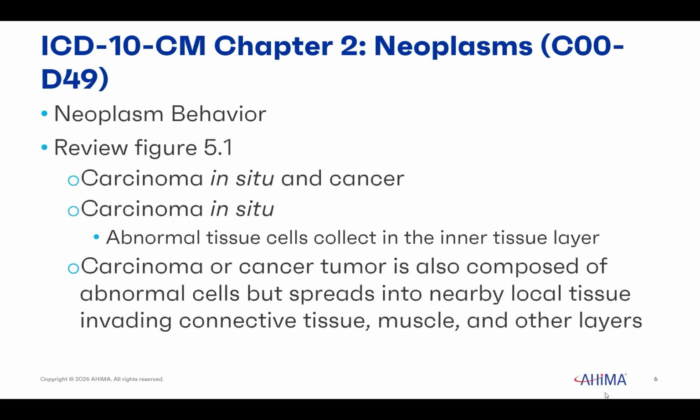You may want to review figure 5.1 in your book, which talks about carcinoma in situ in cancer. And again, these are cells that are just collecting in the inner layers, they're not going anywhere. Carcinoma or cancer tumors are abnormal cells, and typically they have certain properties, including spreading into nearby tissues, invading connective tissue, muscle, other layers, and what have you.